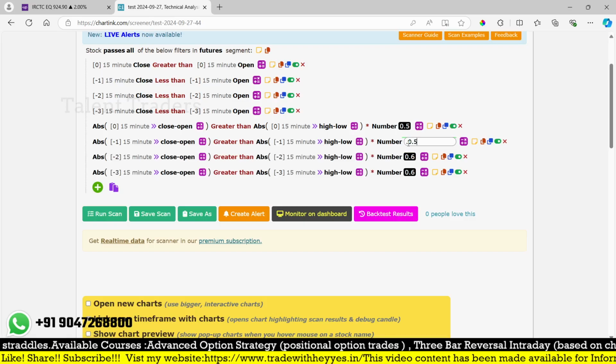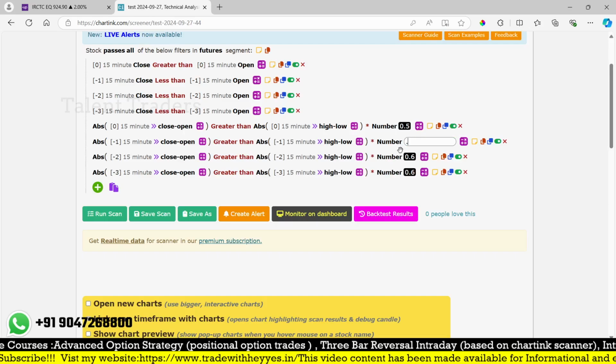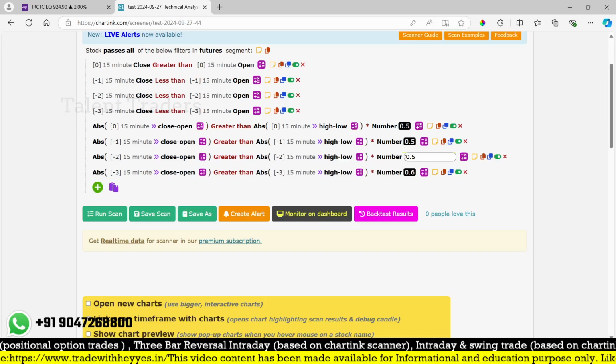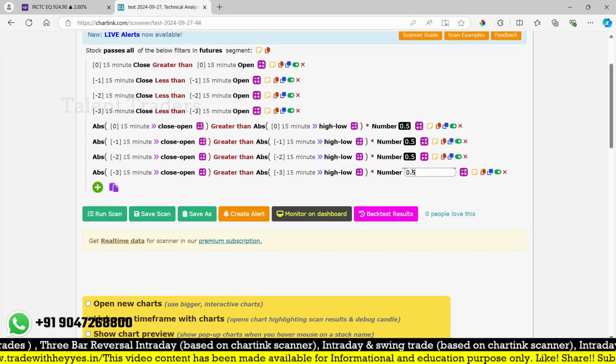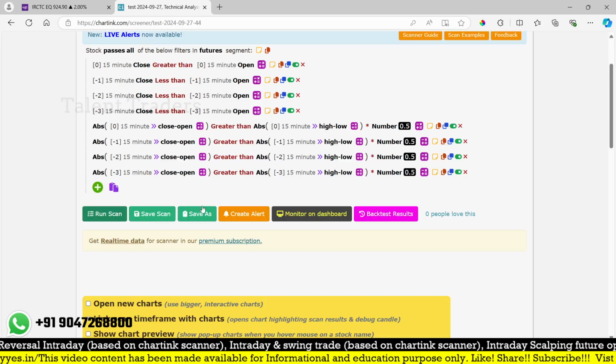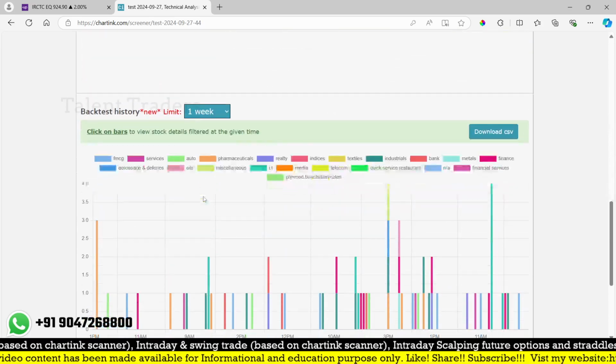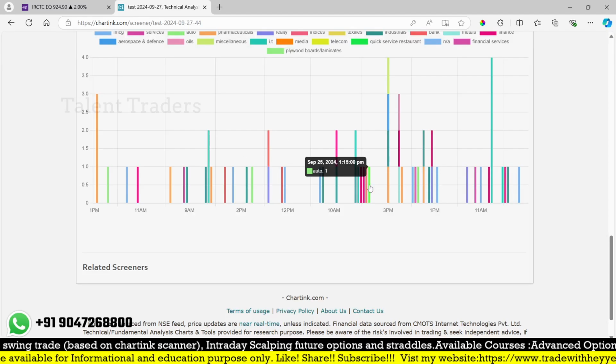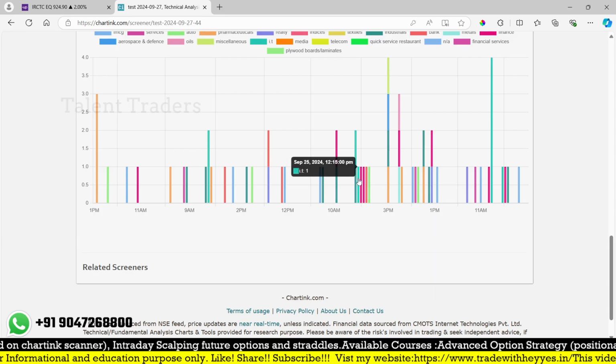Let me check that 0.5 also. So that means it is not very bullish. If you want a perfect bullish, you should use 0.7 or 0.8. But in weekly 2 or 3 stocks, that is good enough, you can use it. But if I'm using 0.5, we will see a lot of stocks randomly that we can check on this particular day.